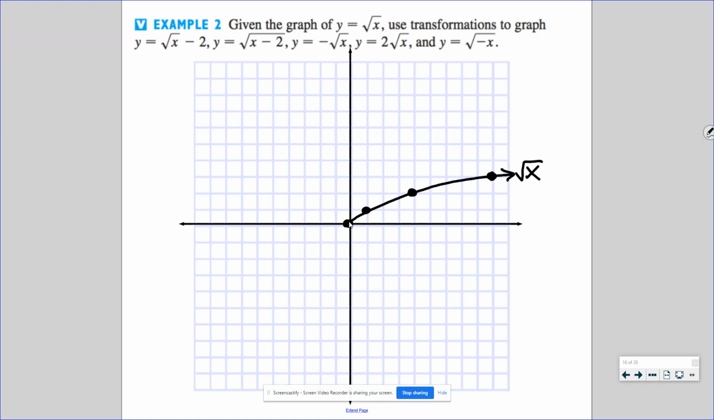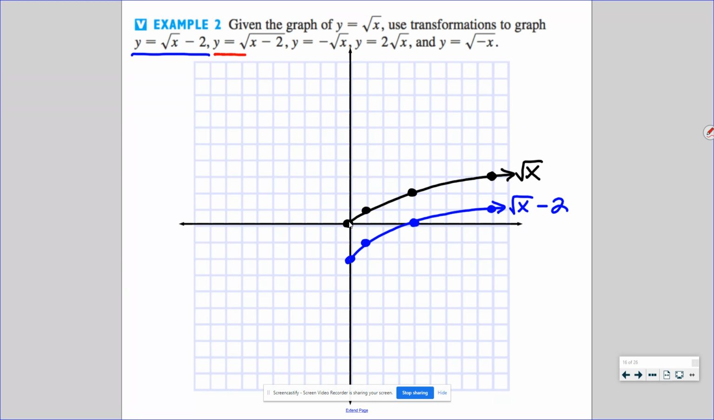So we are going to do radical x minus 2. So this first one here, radical x minus 2, would mean shift the graph down 2 spaces. So down 2 spaces, move all these points down 2, and you have radical x minus 2.